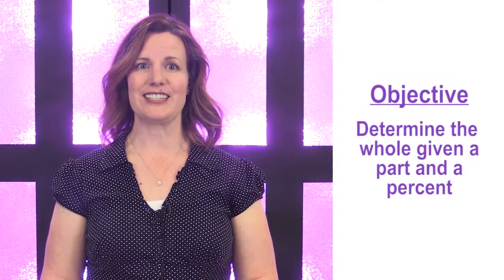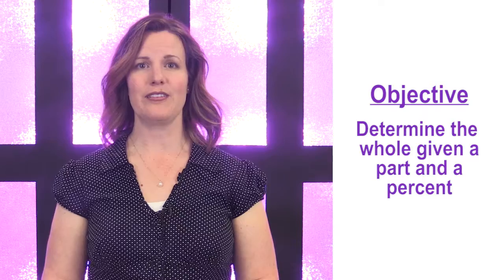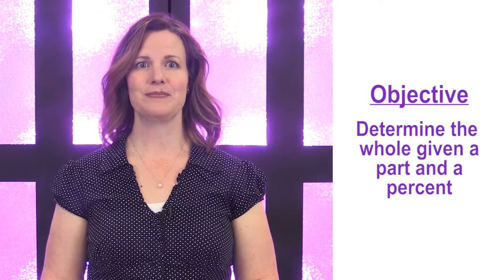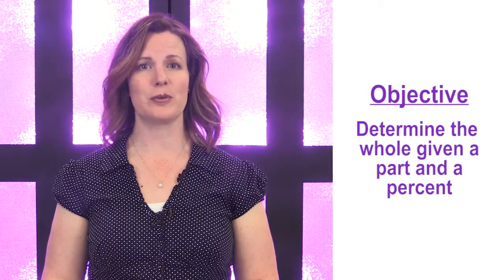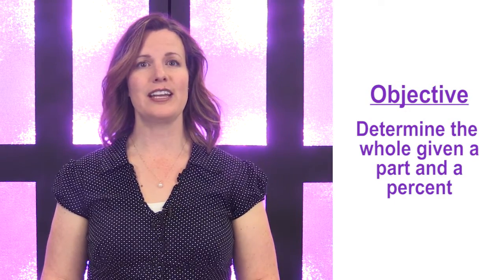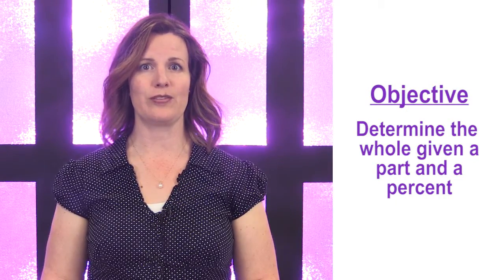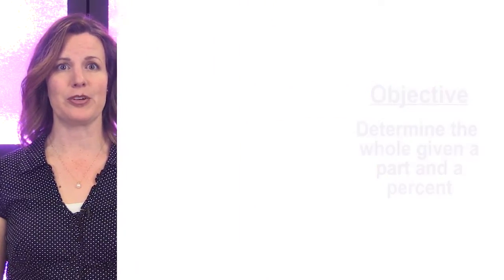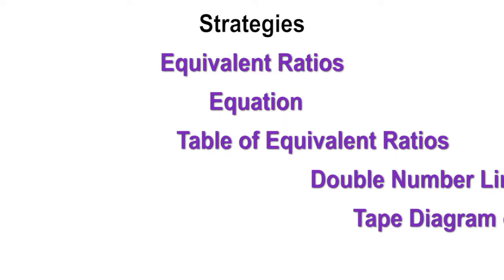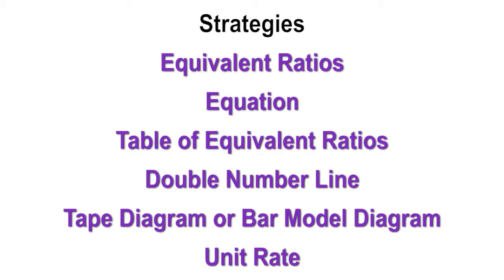The objective of this lesson is to determine the whole given a part and a percent. This lesson is set up as a task and focuses on solving percent problems by finding an unknown term in a set of equivalent ratios using strategies that students have learned throughout the chapter. Students are encouraged to solve the problems in more than one way and share their strategies with others.